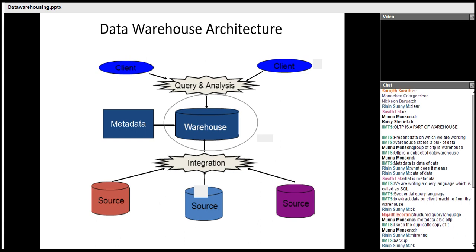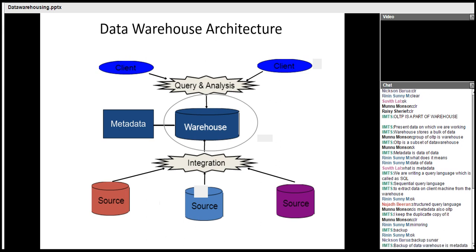Backup of data warehouse is metadata. Yes.